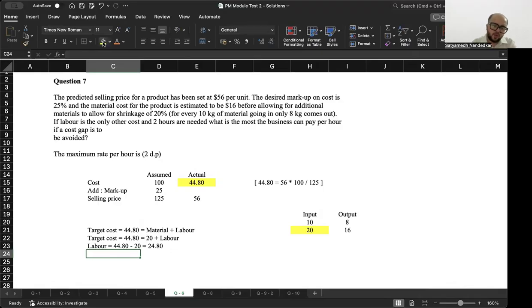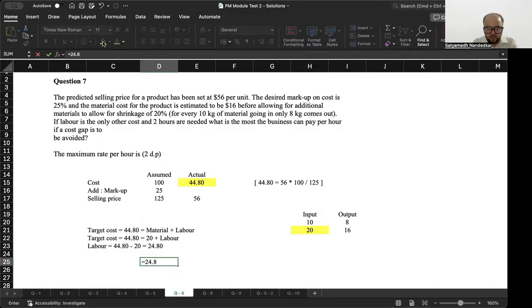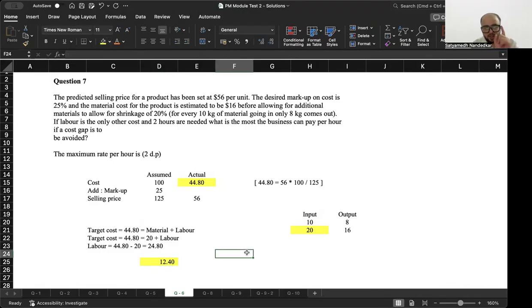If labor is the only other cost and 2 hours are needed, what is the most the business can pay per hour? Total labor cost is 24.8 and you need 2 hours to make the product. So the maximum amount that you would be willing to pay is 12.40. You need it up to 2 digits after the decimal point. See, this point is important.